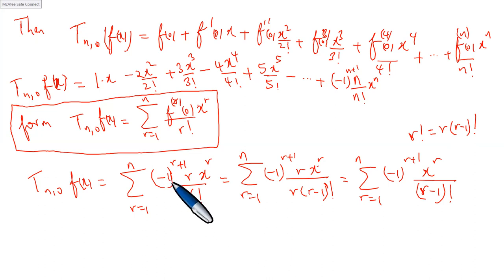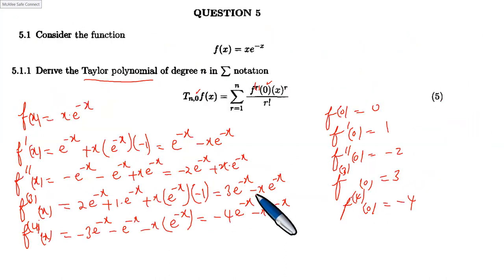Where do we start with this? If r is one, we're checking if this is the correct sigma notation. So when r is one, you put one here, one factorial is one, and then it becomes minus one squared, which is plus, and then it's x to the 1. When r is 2, then it's 2 factorial, 2 here, and then it's 2 plus 1, minus 1 cubed, negative, and x to the second power. Okay, so this looks correct. I think it is the correct one. So derive the Taylor polynomial of degree n in sigma notation, and we just did.